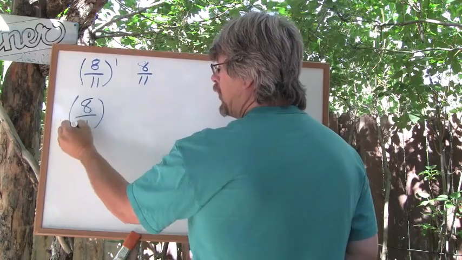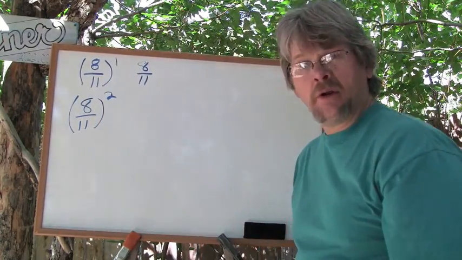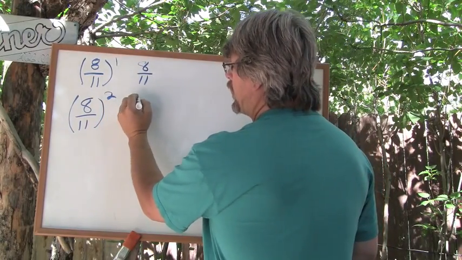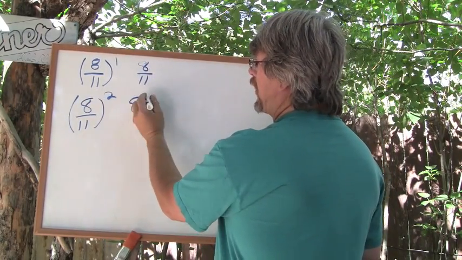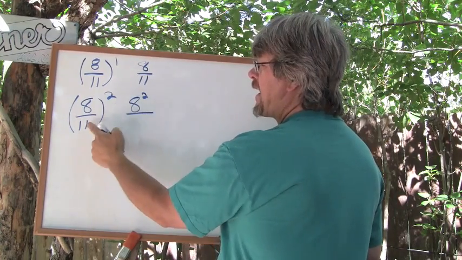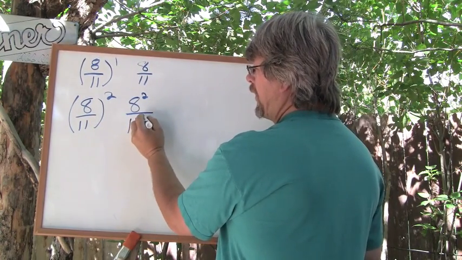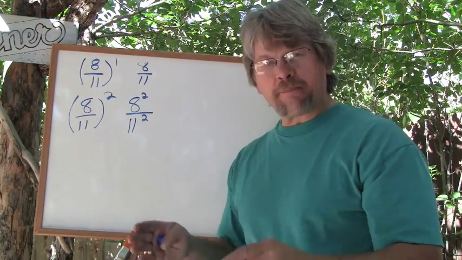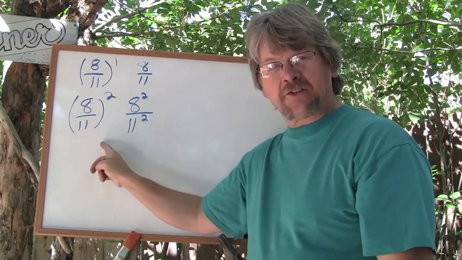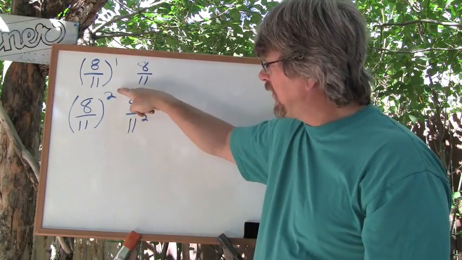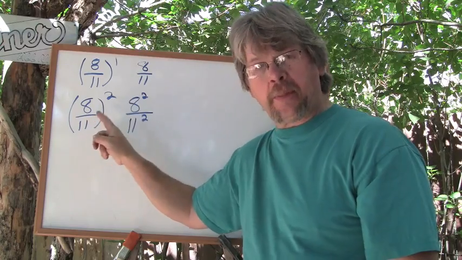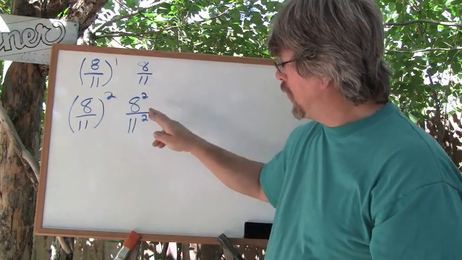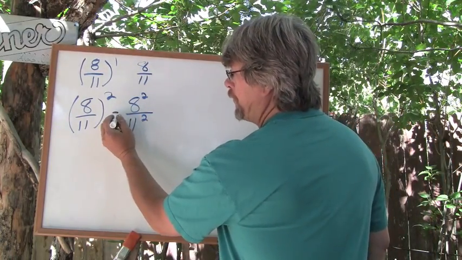was raised to the second power, what this is going to tell us is this second power distributes itself to the 8 and to the 11. These two expressions are the same thing. With the parentheses around the fraction, this is telling us that this exponent applies to both the numerator and denominator. So, these two are equal expressions.